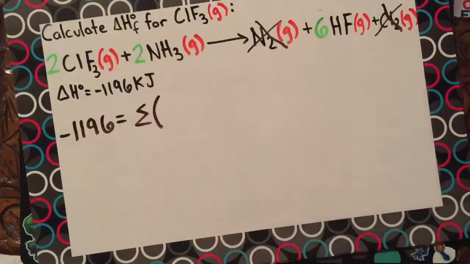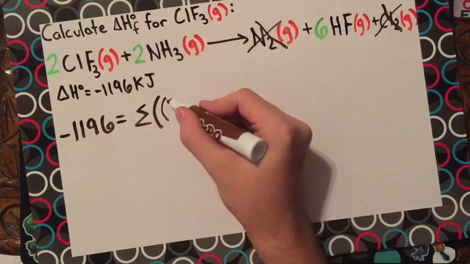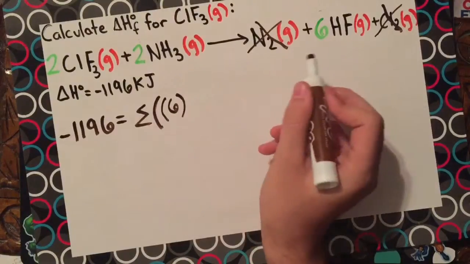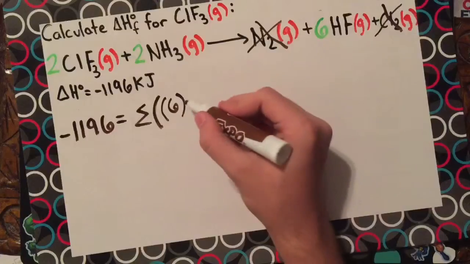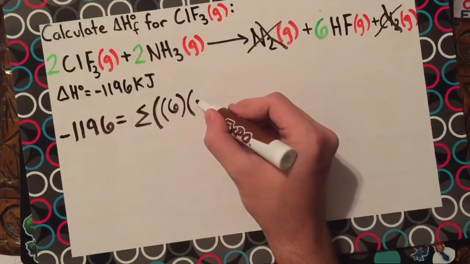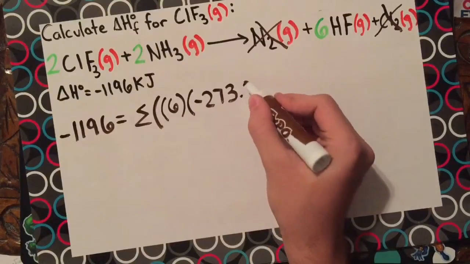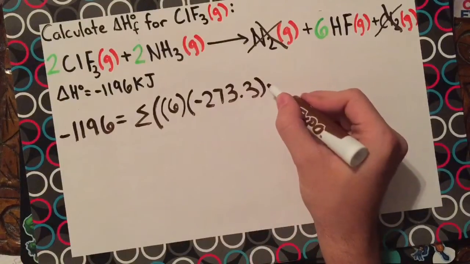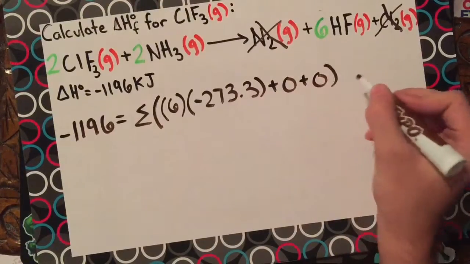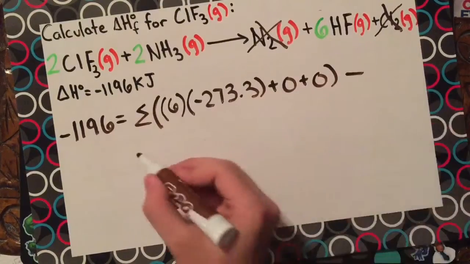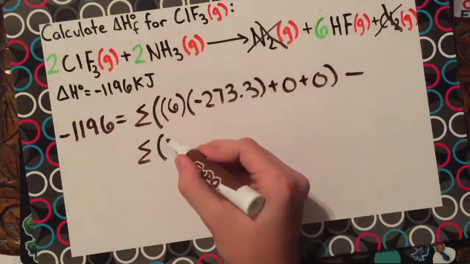So right here we have 6HF. So we know the moles here, so it'll be 6. And I'm looking at the textbook, HF is negative 273.3. Just add the zeros just to keep track. And then we can subtract. You can see here there's 2 moles.